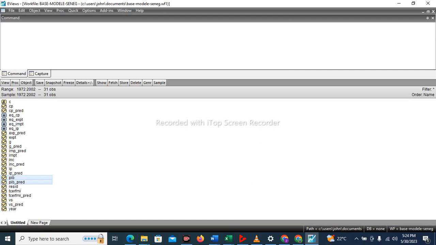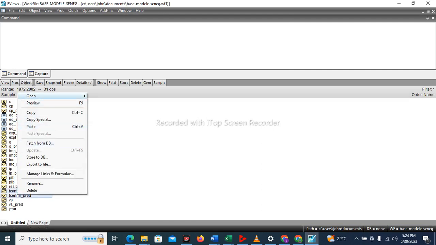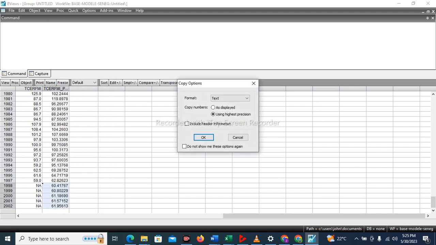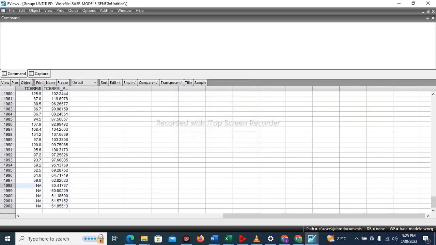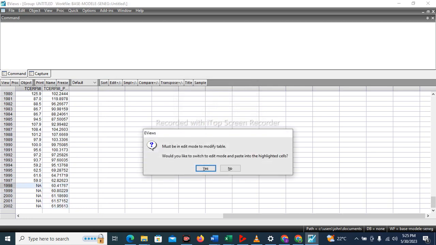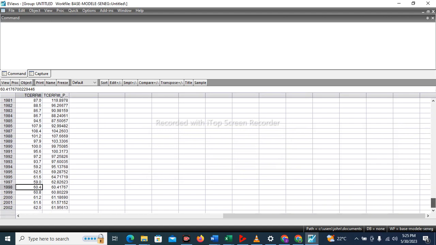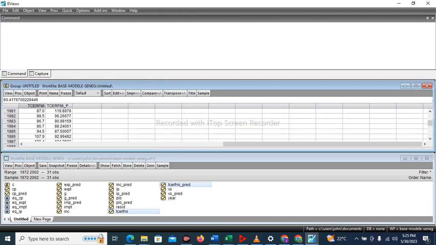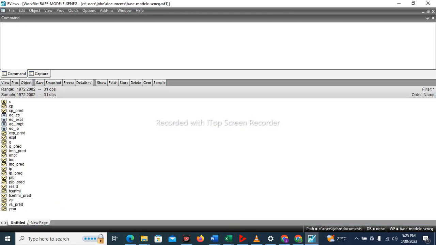Then we do the same for real effective exchange rate. Yeah, it is a real effective exchange rate. Copy, then you paste. There we have our data. Go back to original window through tile.